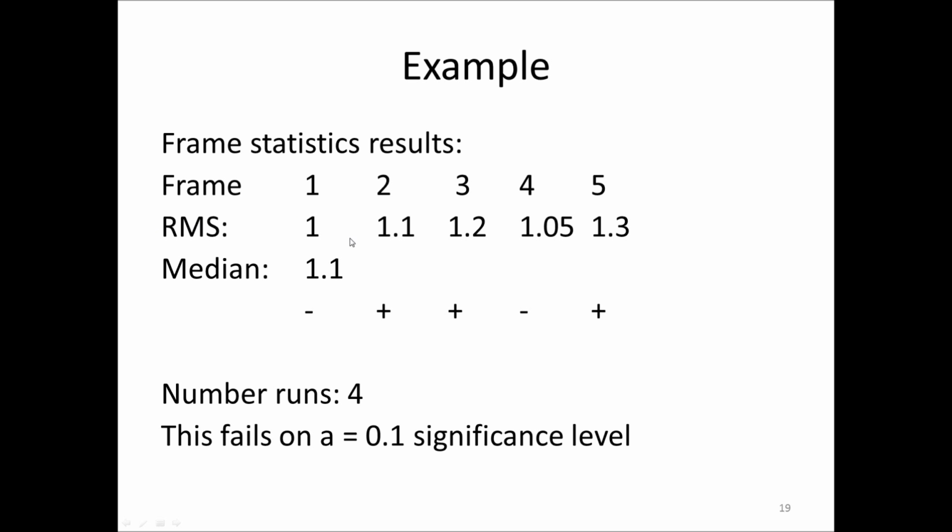Next, make up the runs. And the first run here is the minus sign. The second run is composed of these pluses. Then we have a third run with a minus and a fourth run with a plus. So all in all, a number of runs of 4. And this will actually fail on a 0.1 significance level.